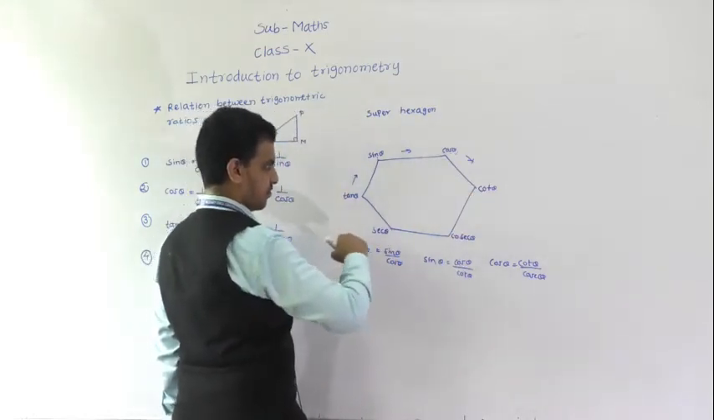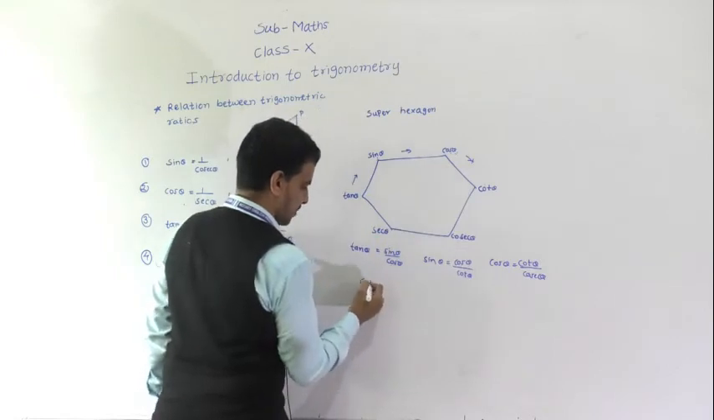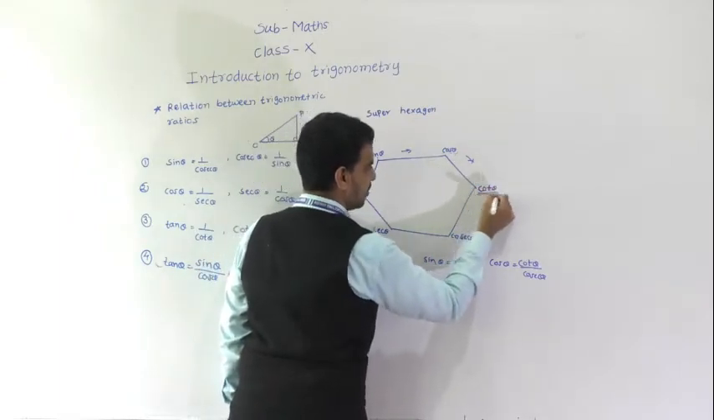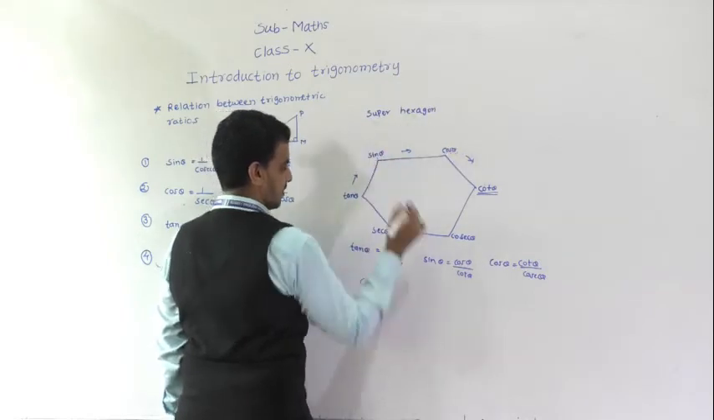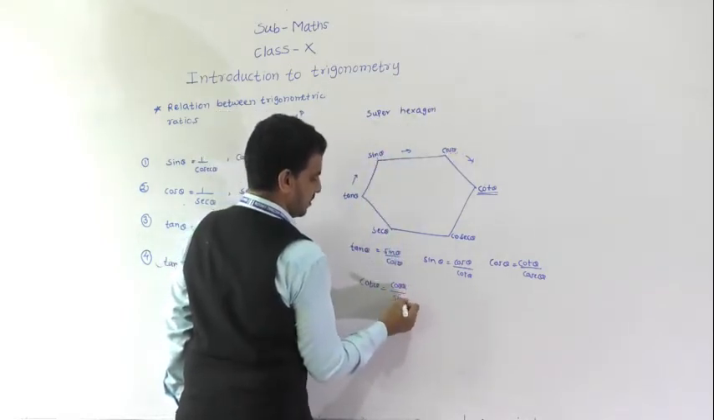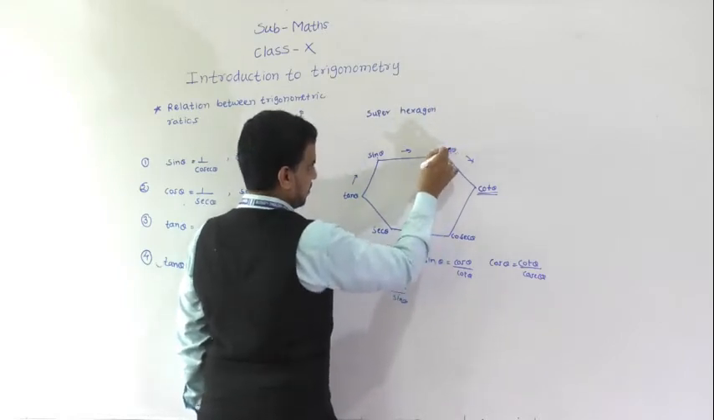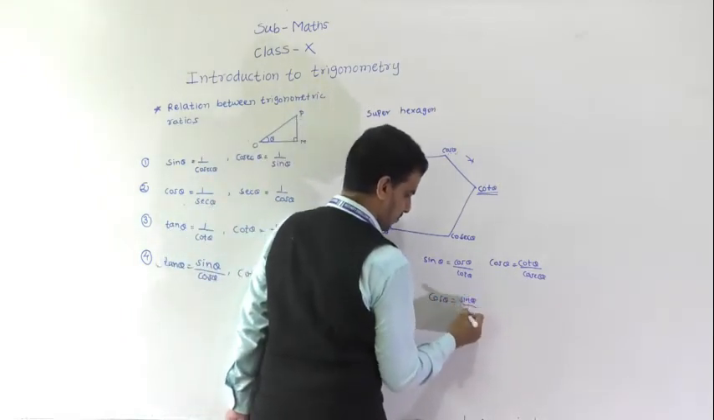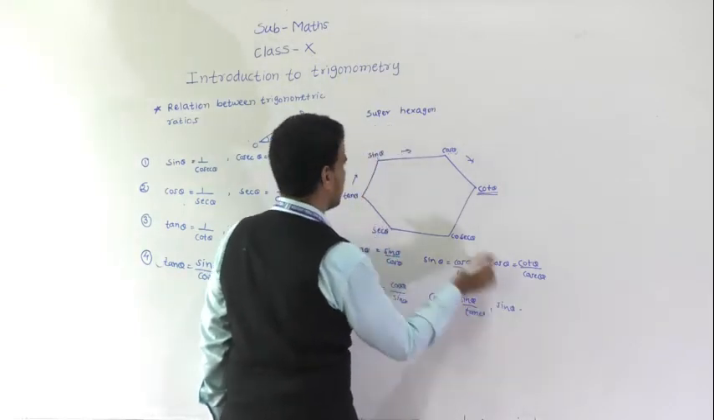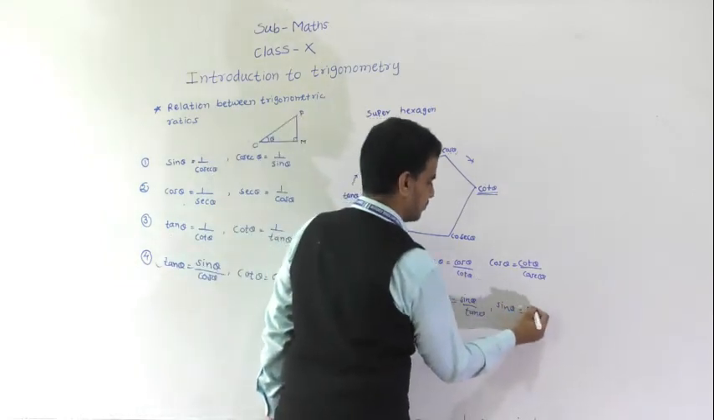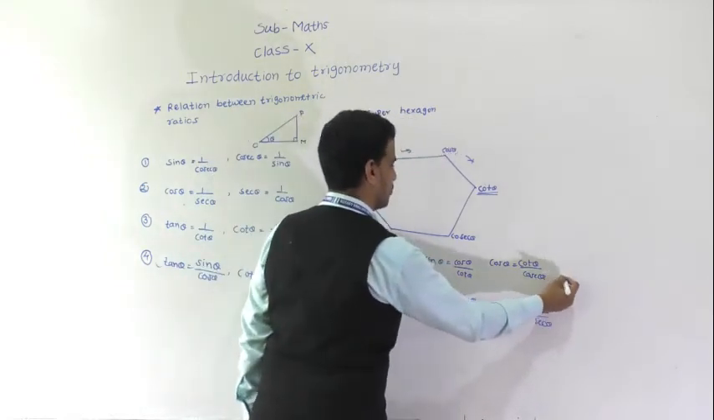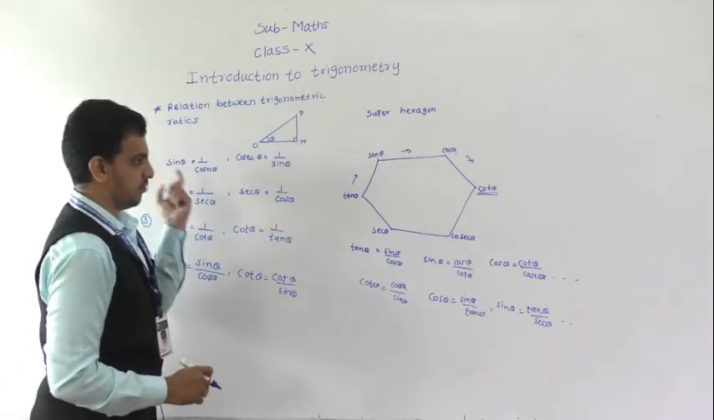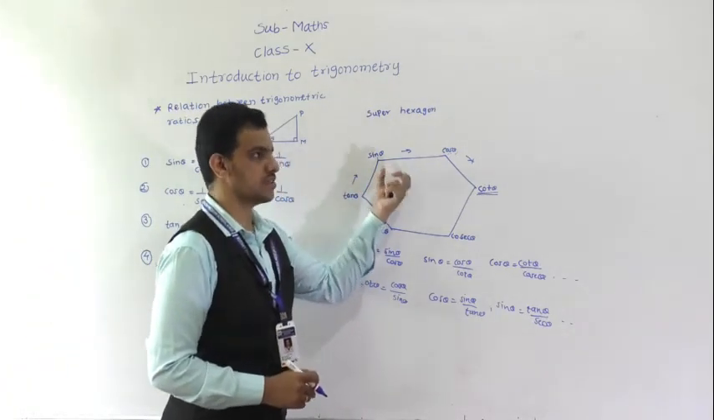Similarly, in the anti-clockwise direction, suppose I have to write cot theta, then cot theta I can write as cos theta by sin theta. That means cot theta is cos by the next two, that is cos by sin. Cos theta, if I have to write, is equal to sin theta divided by tan theta. And sin theta is tan theta by sec theta, and so on. So we can keep these trigonometric relations in mind with this hexagon figure.